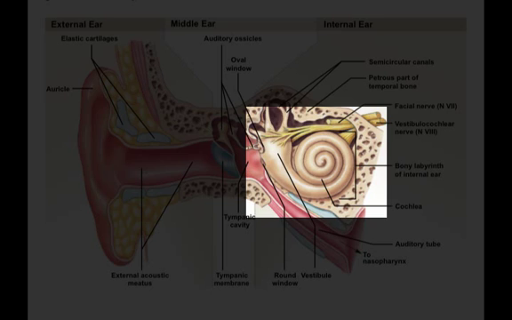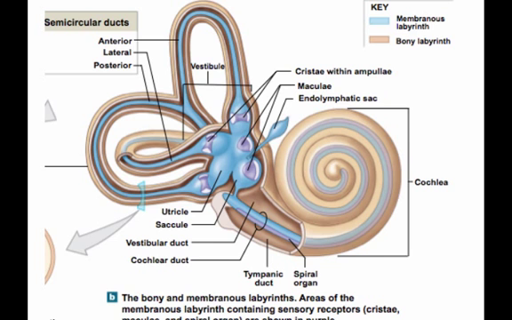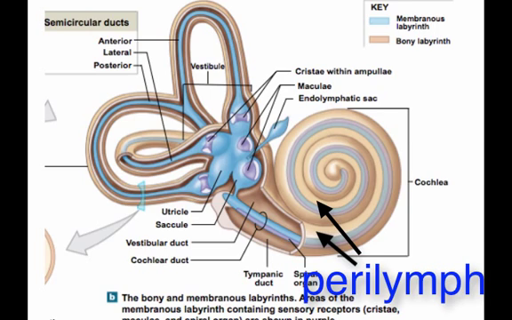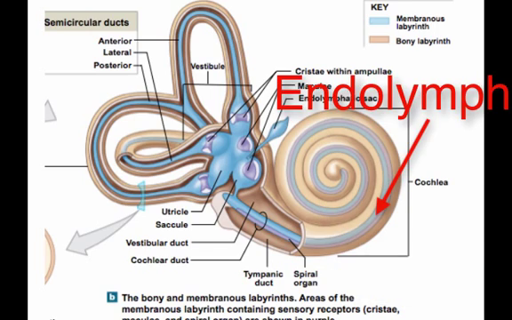The internal ear is deep to the middle ear. The bony structure in the inner ear is the bony labyrinth. The walls of the bony labyrinth are continuous with the temporal bone. Inside the bony labyrinth is a membranous labyrinth containing a membranous tube. The space in between the bony labyrinth and the membranous labyrinth is filled with a fluid called perilymph. The space inside the membranous labyrinth is filled with endolymph.